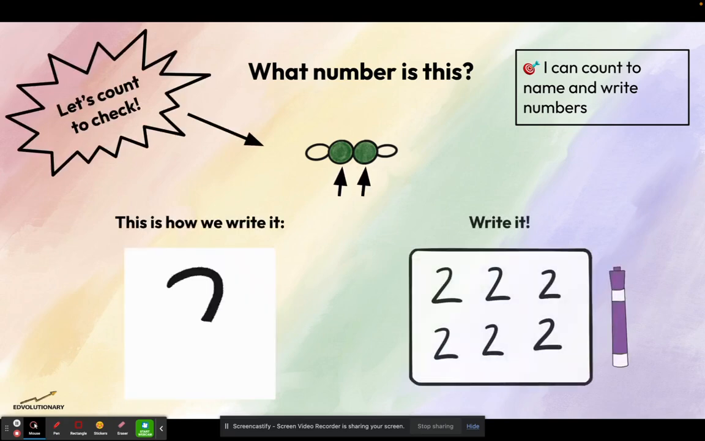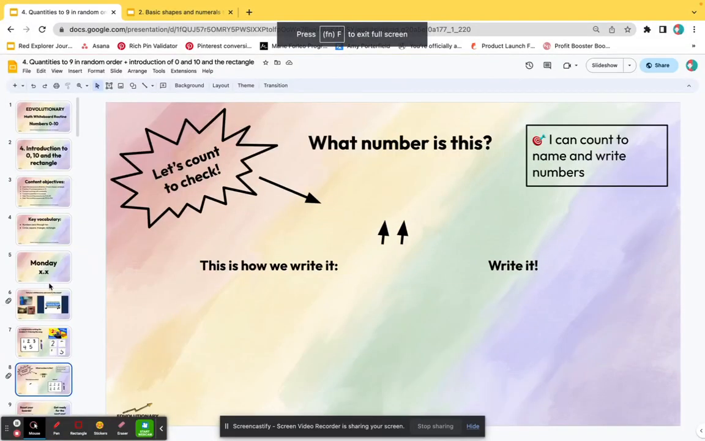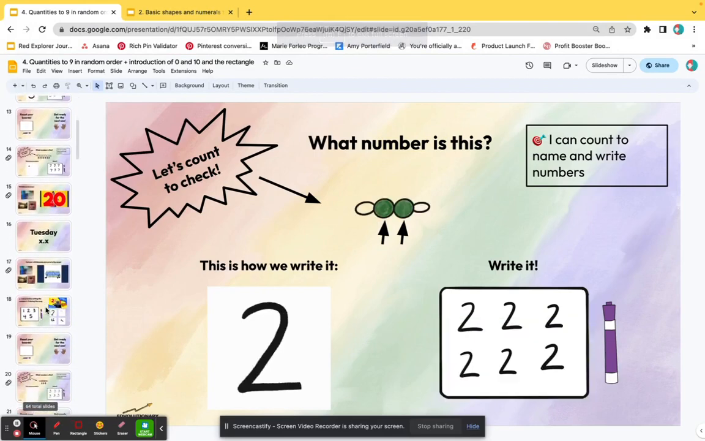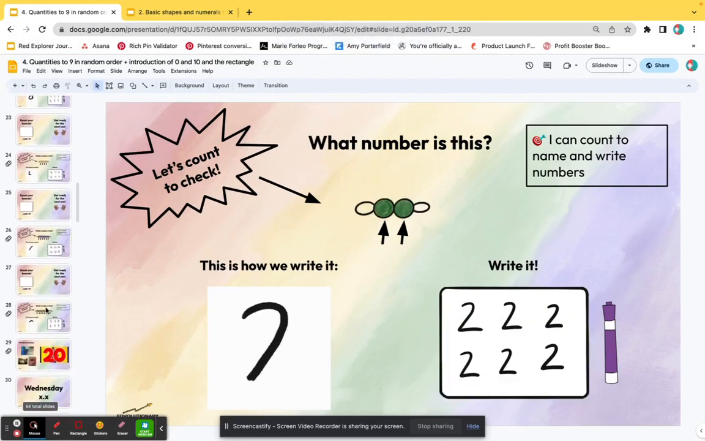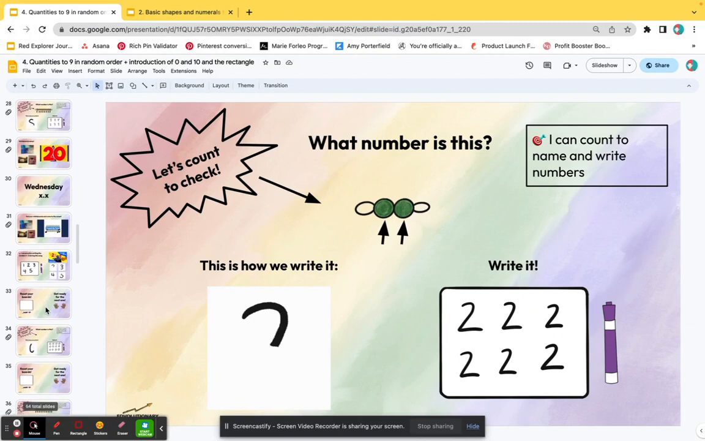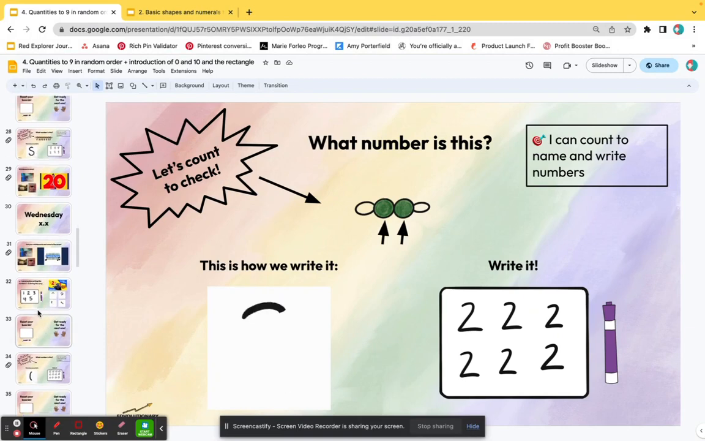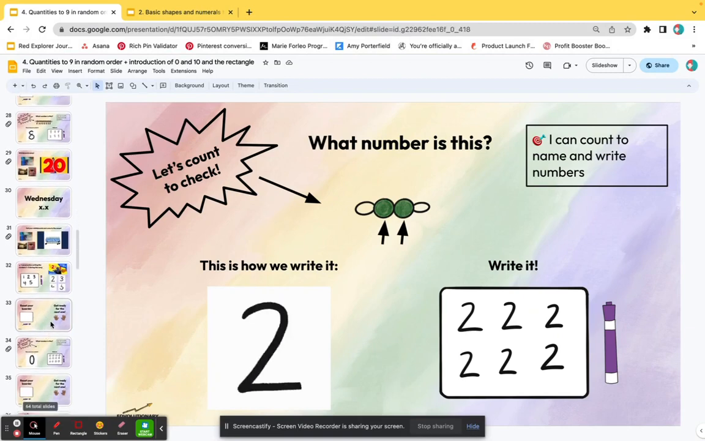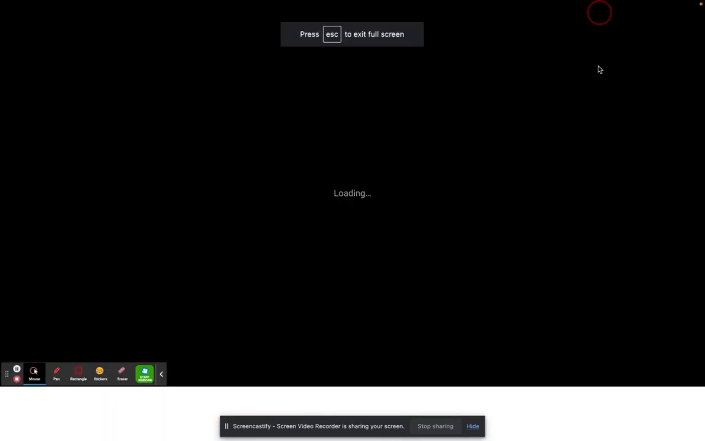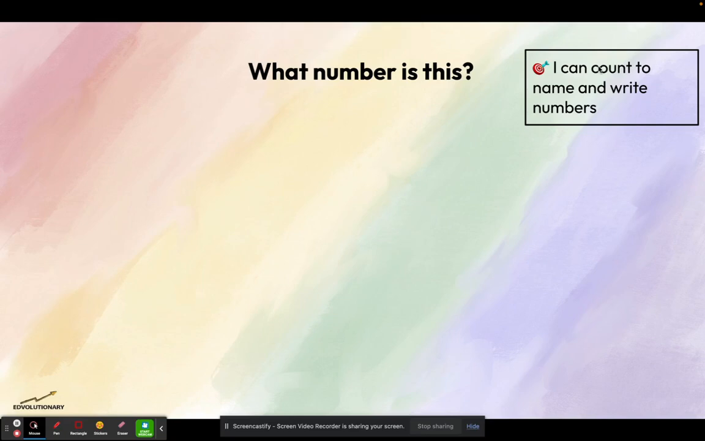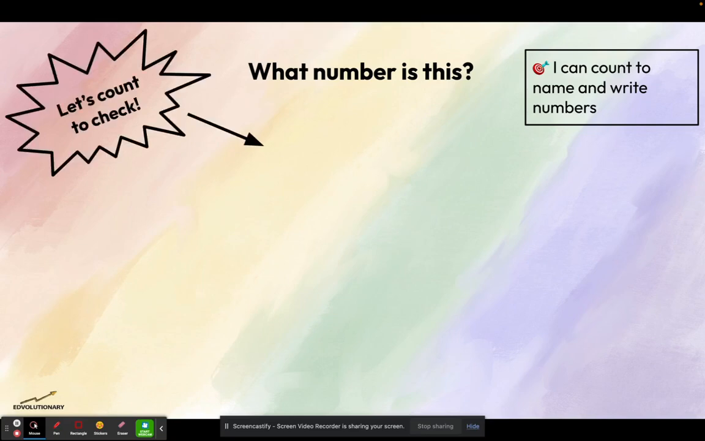So I'm going to actually skip out of this because you've seen things like this before. And we're going to go to Wednesday when things change. So we'll have the warm up as usual. They'll clear their boards. And then we'll say, "What number is this?" And they'll be like, "There's no number there." And we'll say, "Let's count and check."